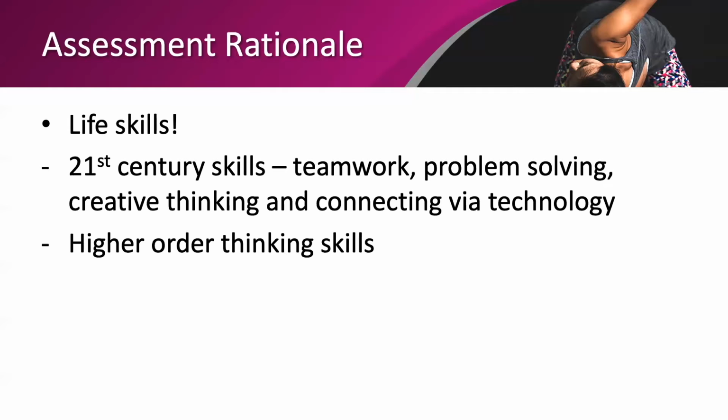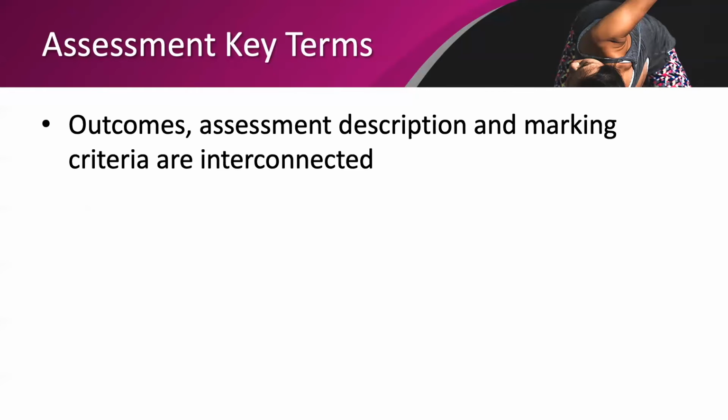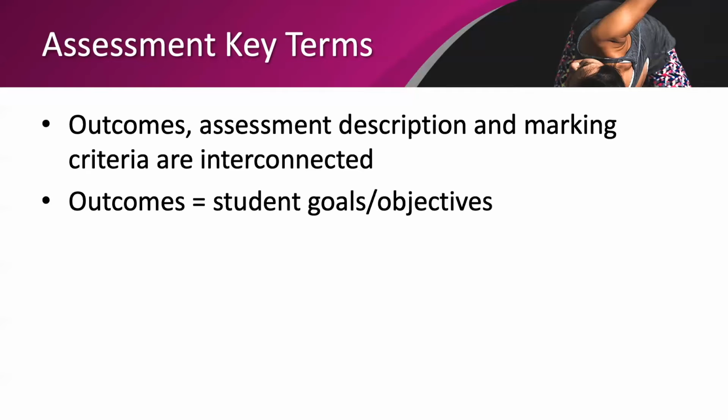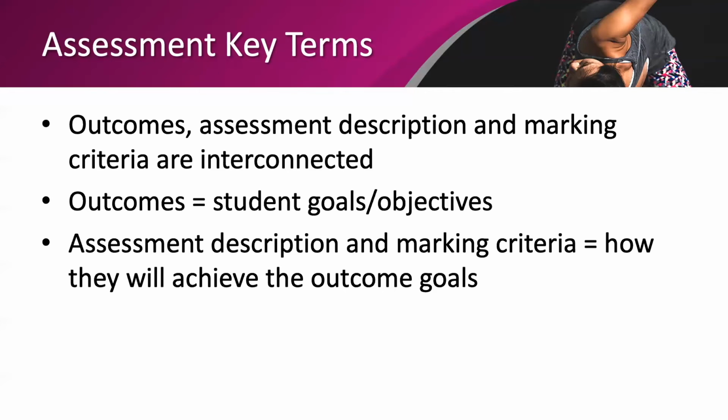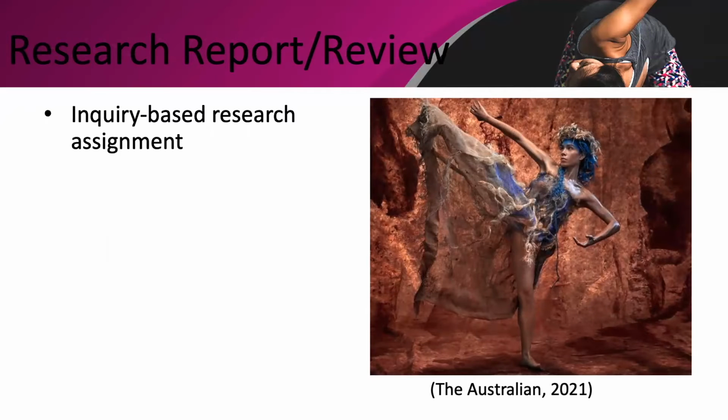The assessments also accommodate students' diverse learning needs and multiple intelligences through differentiated tasks. This means that not all the assessments are similar in how students demonstrate their knowledge and skills. The outcomes, assessment description, and marking criteria are interconnected for all the assessments. Outcomes are the students' goals, what they're working towards, and the task description and marking criteria is how they will achieve the outcomes goals.